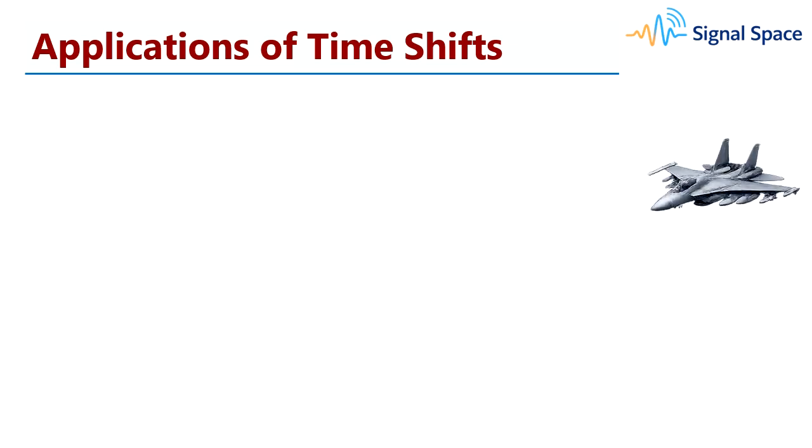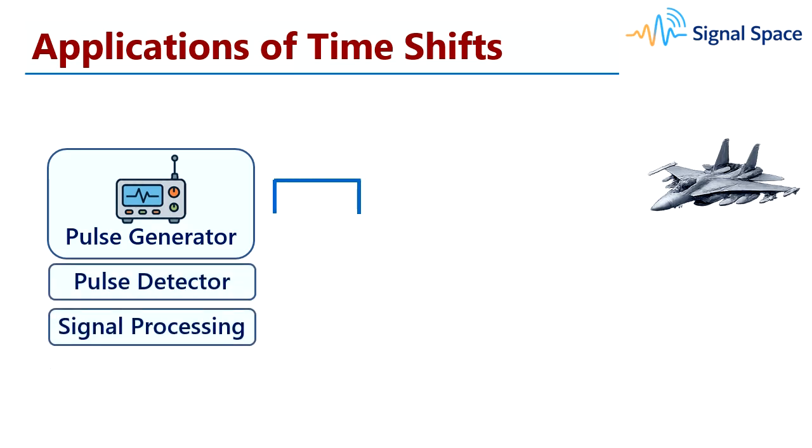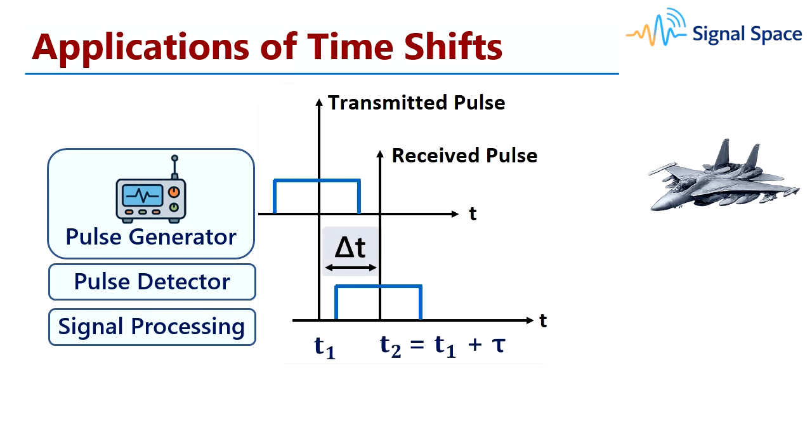Suppose there is an unknown object we want to track. We can use a pulse transmitter which sends a specific pulse toward the object. The pulse gets reflected back by the object. Our transmitter system is also equipped with a pulse detector and signal processing unit, which computes the delay between the transmitted and received pulses.